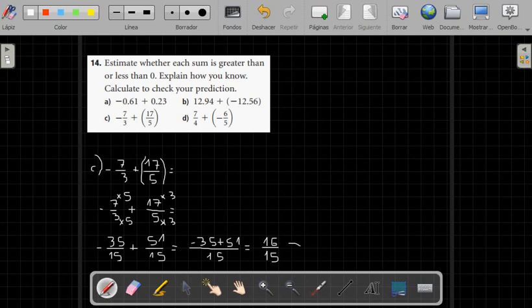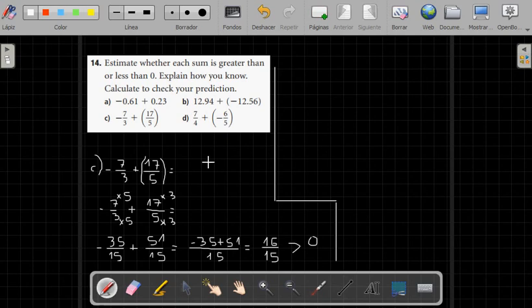Okay, is this result greater or less than 0? The answer is greater than 0. La respuesta es que es mayor que 0. Why is it that? Because it's a positive fraction. ¿Por qué sé que es mayor que 0? Porque es una fracción positiva. Todo número, sea fracción o entero, que sea positivo, es mayor que 0. Entonces, vamos a hacer uno de los que son decimales, which in my opinion are easier than this.